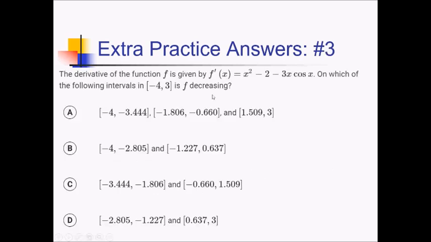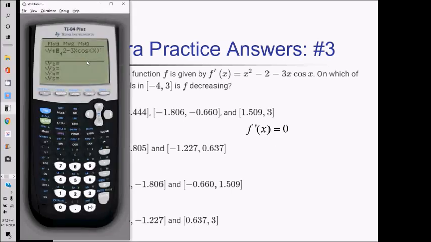On this problem, I'm given the derivative of some f function right here. Here's f prime. We want to know where the original function f is decreasing on the interval from -4 to 3. So first I need to find some critical values, and then I need to figure out where f prime is negative. So I'm going to start by setting this f prime here equal to 0. And this is a calculator problem, so I'm actually going to figure out what those intersections are on the calculator now.